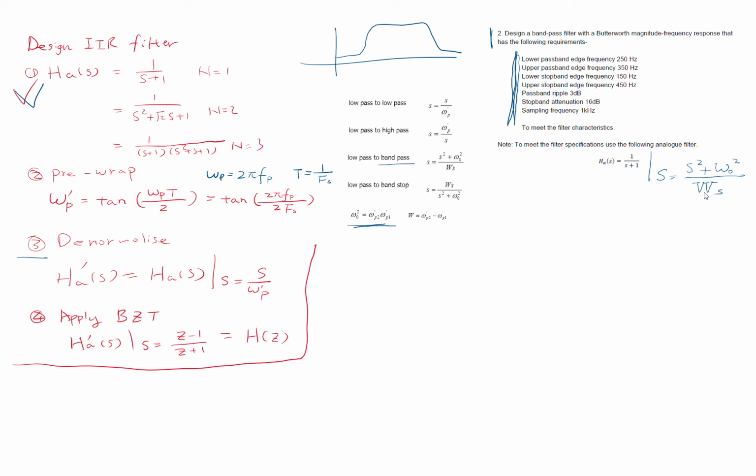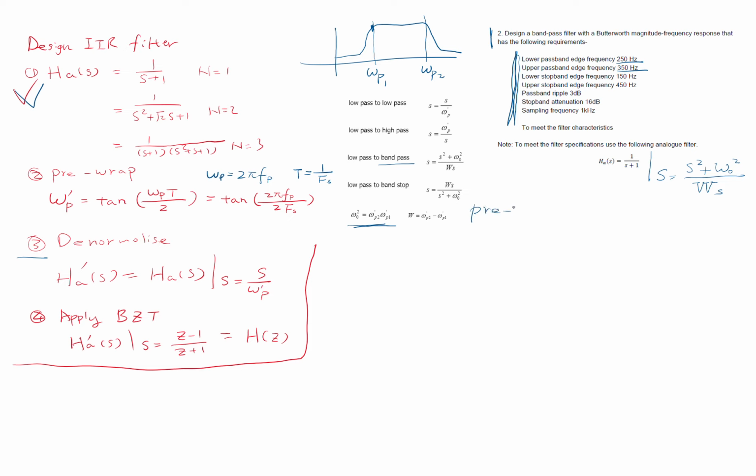So these two frequencies here are the omega P1 and omega P2, or F1 and F2. It's 250 and 350. That's the passing band.